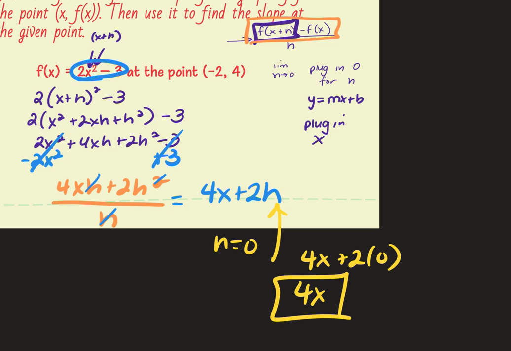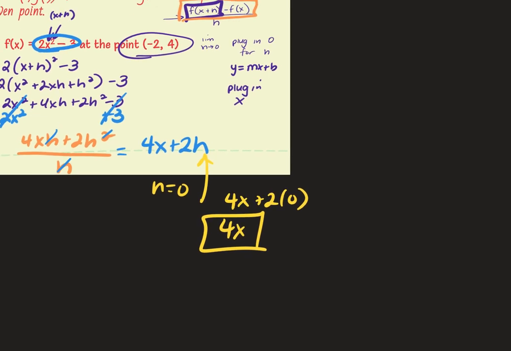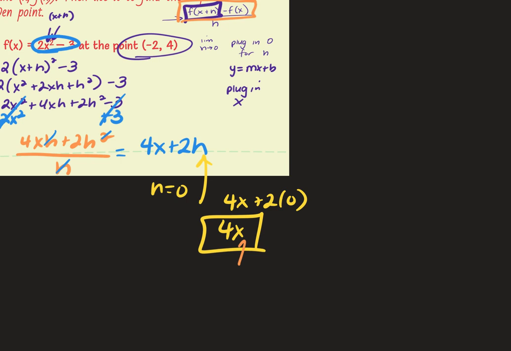Now I want the specific point at negative 3, 4. The y does not matter. The x is what I take and plug in. So the slope at negative 2, 4 is 4 times negative 2, which is 8. Wait, wouldn't it be negative 8? Negative 8. Thanks, Matt.